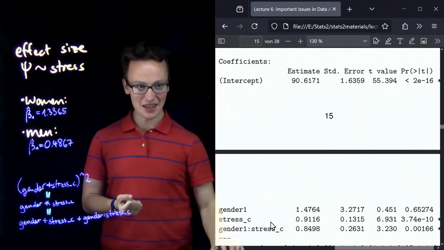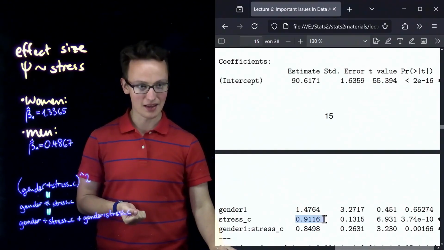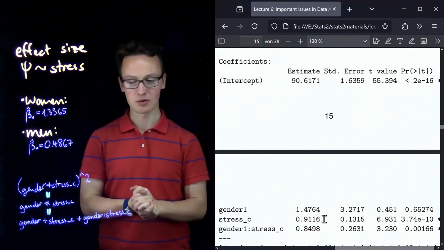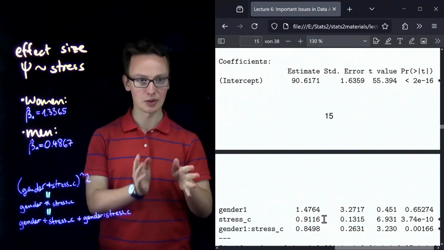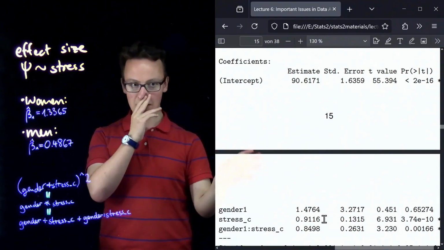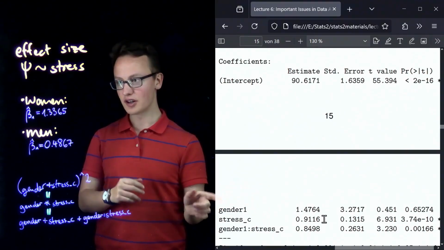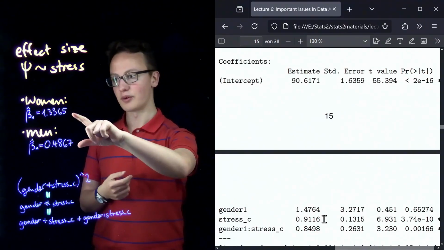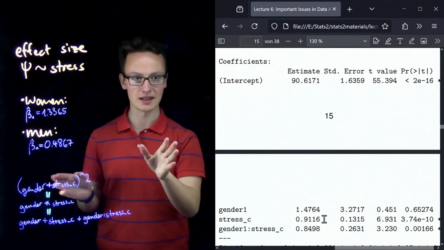And here you see, which should not surprise you, that this is now the overall global main effect of stress level, meaning it doesn't differentiate between men and women because we fit it on the entire data. And you see that this is roughly the average of what we had seen previously when we differentiated that for men and women in different subsets and running different models.